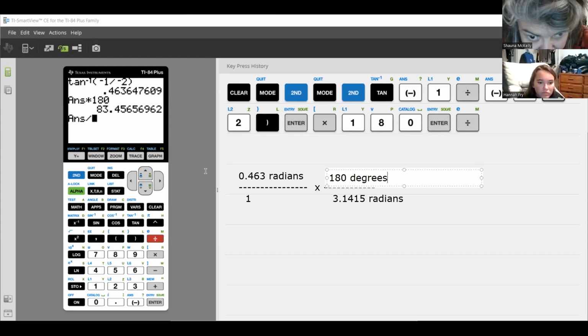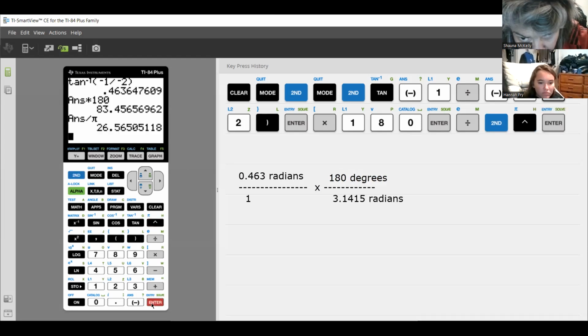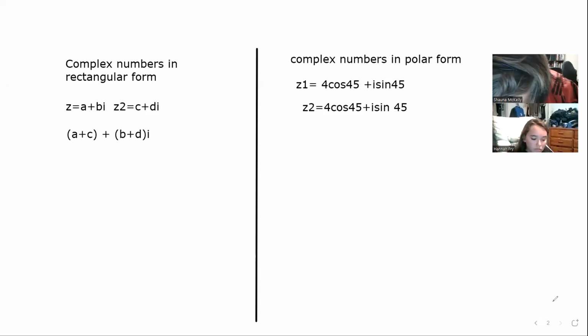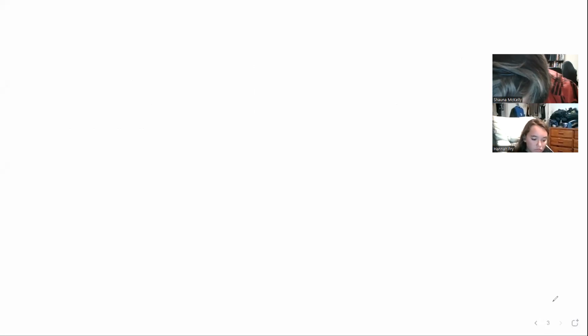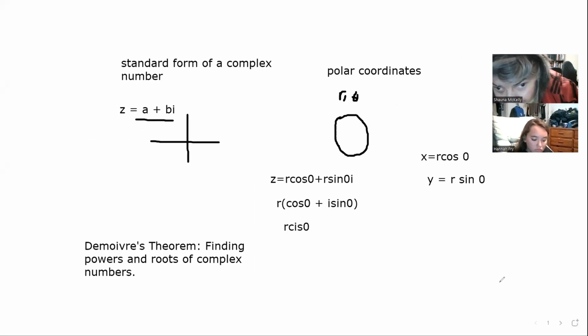Now I'm going to divide that answer by pi. So I'm going to go second, and let me get my mouse back first. So second pi, right? And that becomes about 26.5 degrees. So essentially what's happening is we have an angle that's in quadrant 1, and this angle is 26.5 degrees when I wrote it, right?